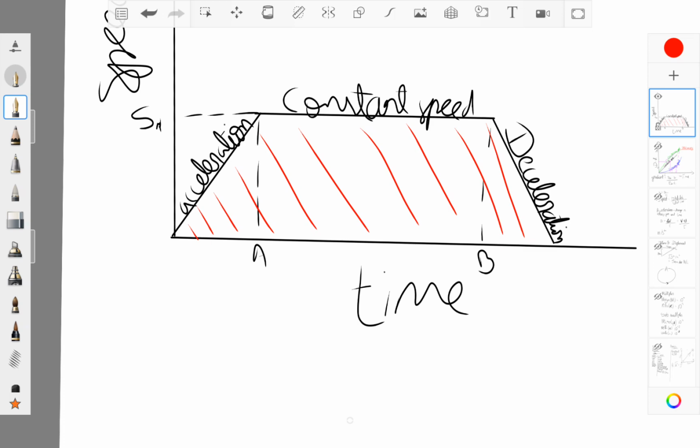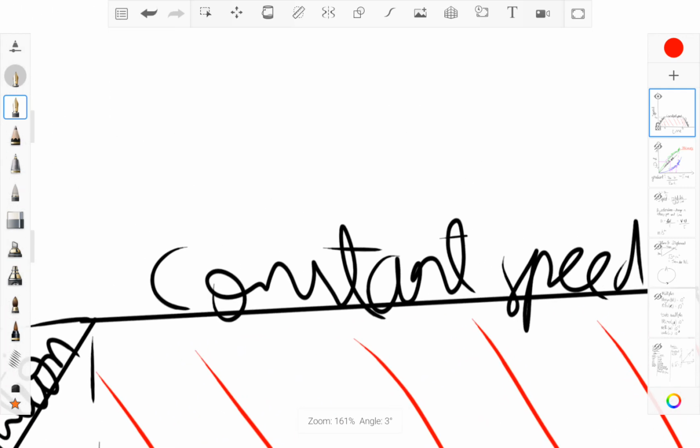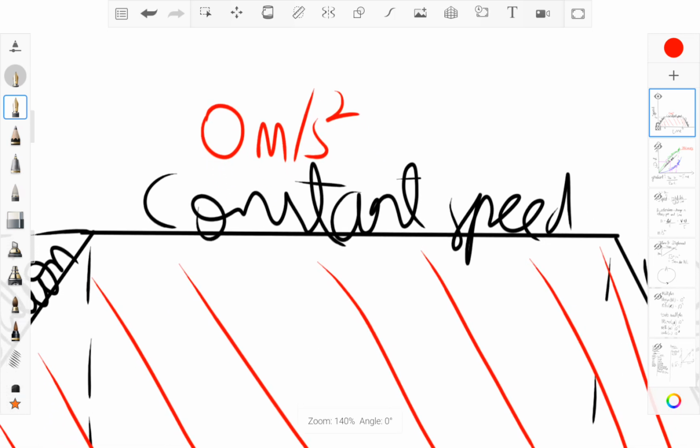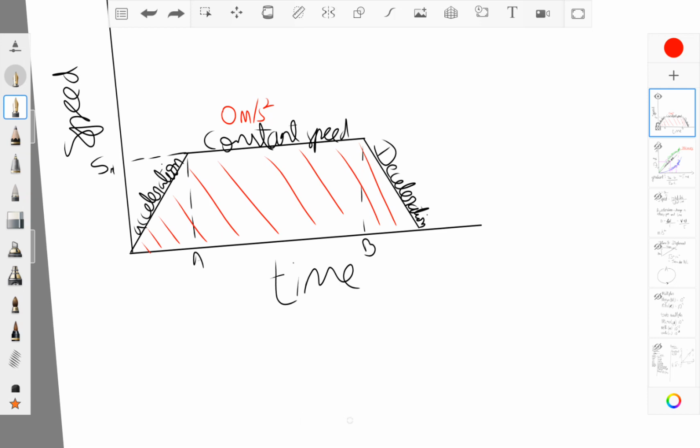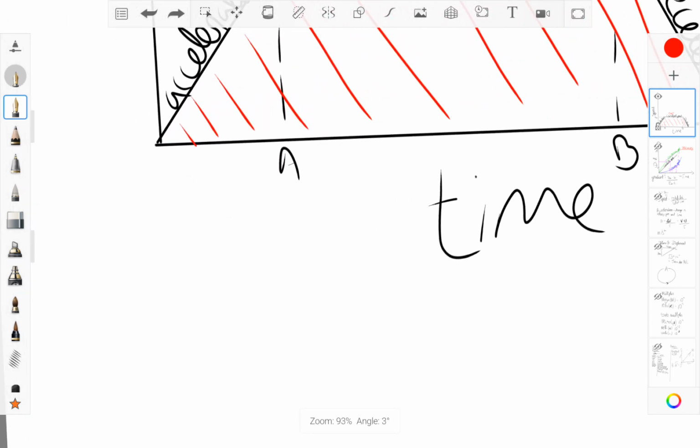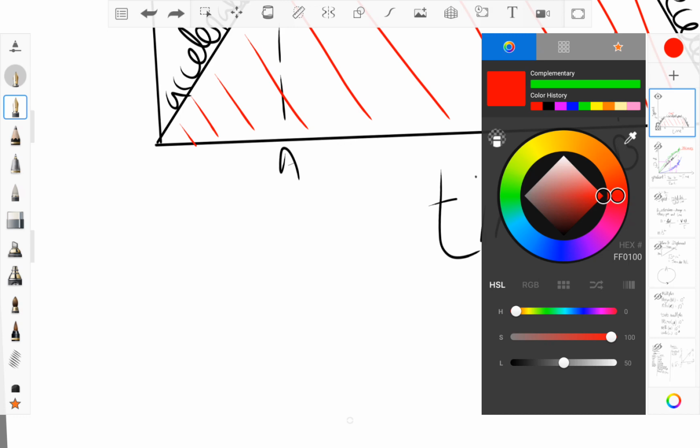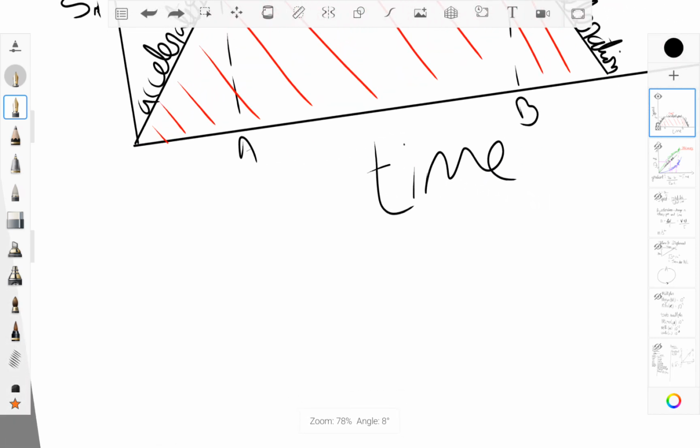Another thing I want to mention, constant speed is the same as 0 meters per second squared. So constant speed is zero acceleration, if that makes sense. Because if you were to calculate the gradient along this area, you would just get 0. So constant speed is 0 meters per second squared. And also, this is a fifth thing that I want to add. Deceleration is not the same as decreasing acceleration. What do I mean?